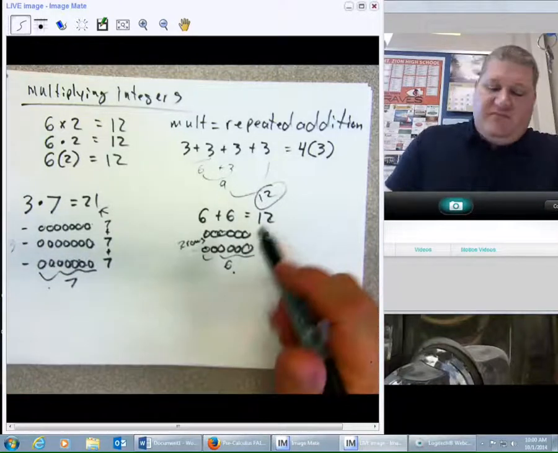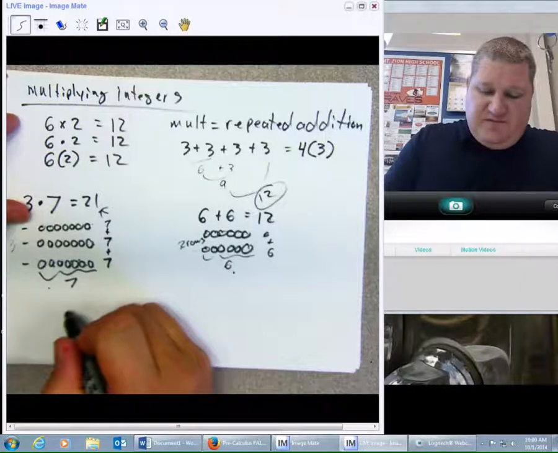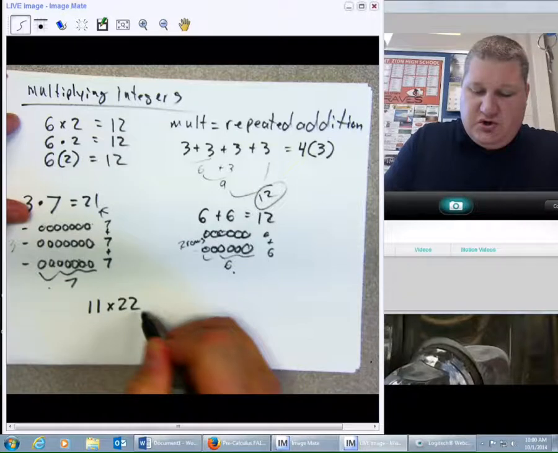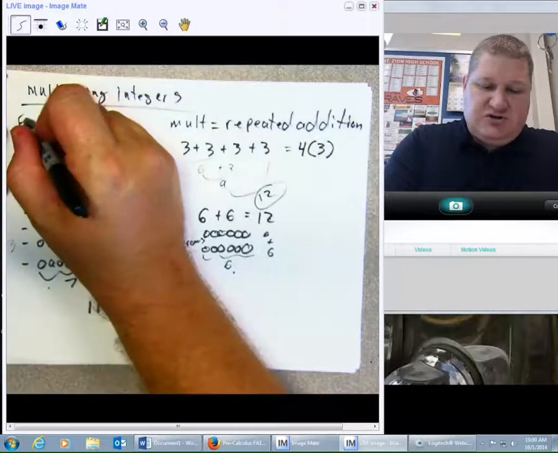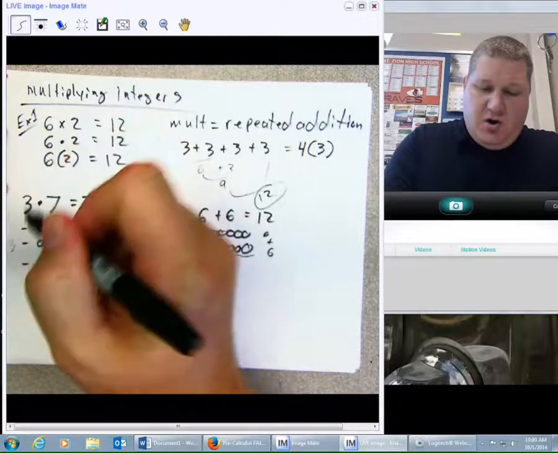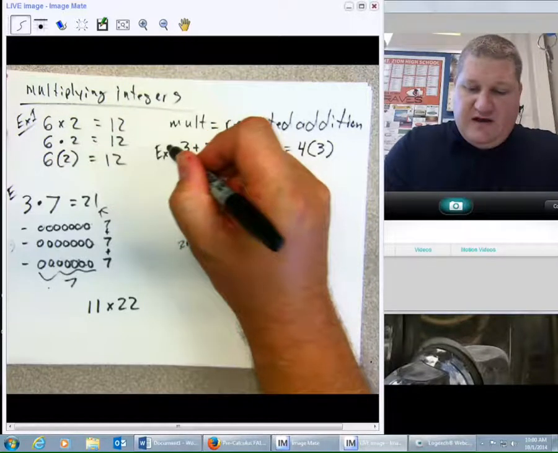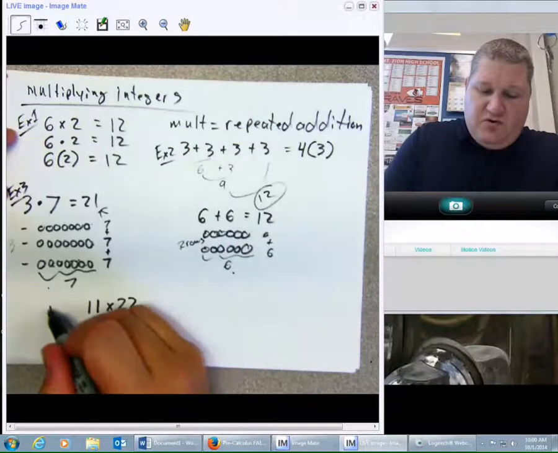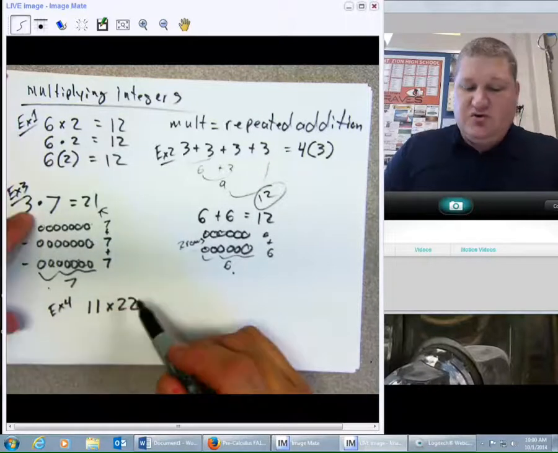Now, if I come up with something like the following, 11 times 22. Well, you know what I don't want to do? I certainly don't want to do 11 rows and each of them has 22 in it. Okay, that's not really something I'm excited about doing. So I don't want to do 11 rows of 22. So what I'm going to do is I'm simply going to use my properties of multiplication.